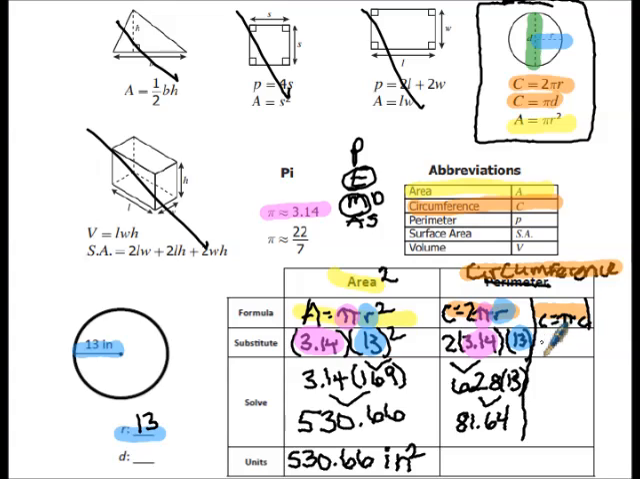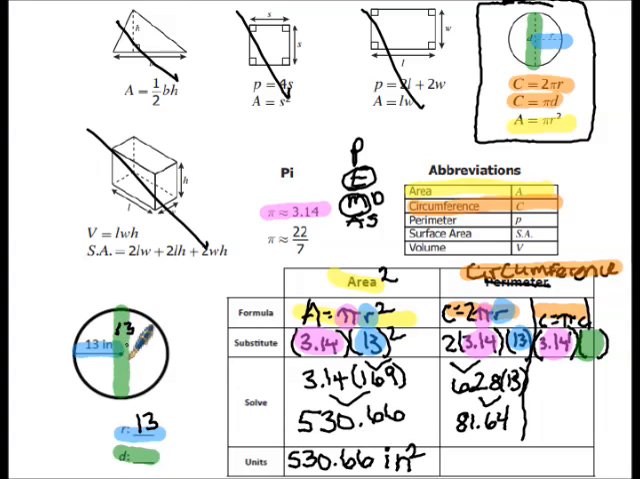I could double check that by trying the other formula as well, where the circumference equals pi times the diameter. So pi, the approximation, is 3.14, and the diameter here, I need to find out what that diameter is. If I have two of those radiuses together, I would make it all the way across the circle for the diameter. So the diameter goes all the way across, or it makes two radiuses.